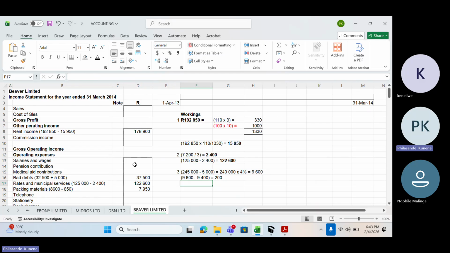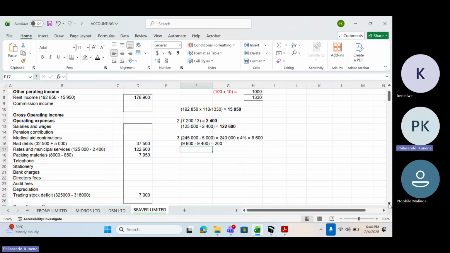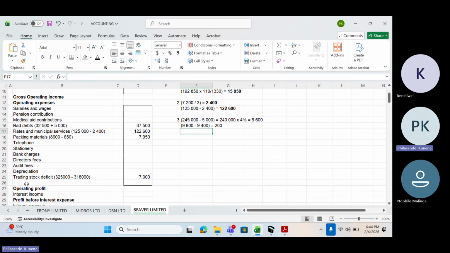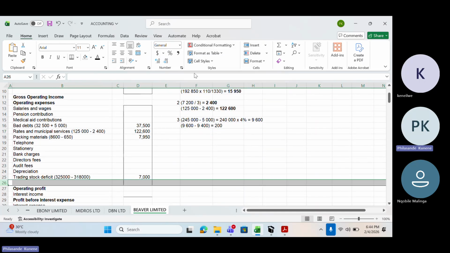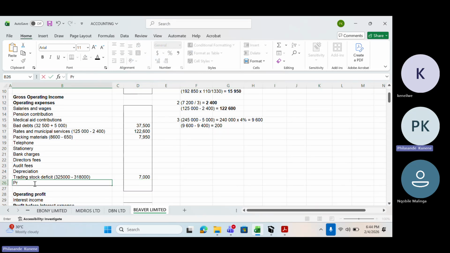So on my income statement, this is an expense because I'm increasing it from 9.4 to 9.6. So I need to go and have what? Provision for bad debt adjustment as part of what? As part of my expenses in the income statement. So I'll say here, provision for bad debt adjustment. Okay. And then I'm going to have how much? I'm going to have 200 here.